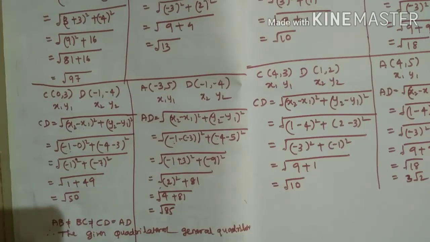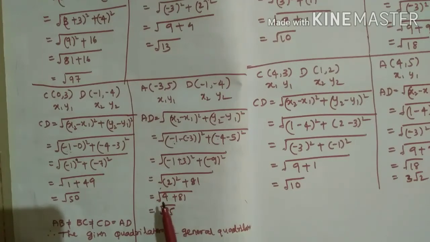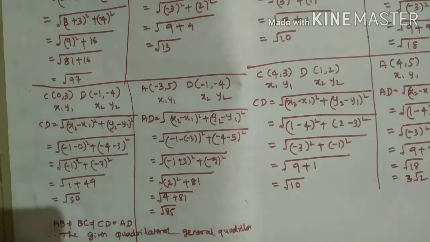Bigger number is 3 there, so we have to write it as 2 square plus minus 9 square, is 4 plus 81. You are going to get the square root of 85. Just observe here, all the sides we got have different lengths.